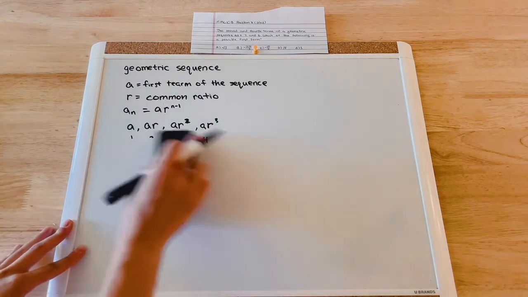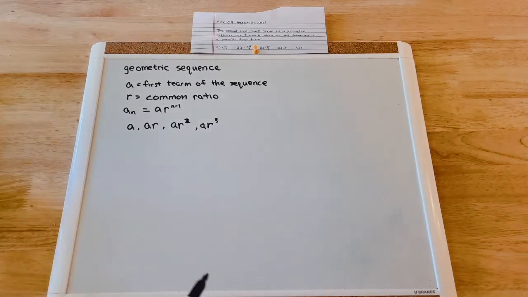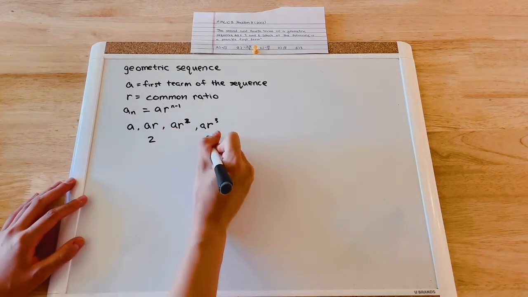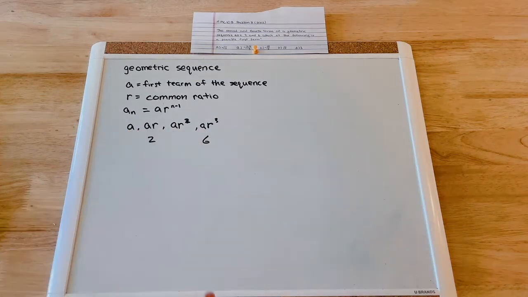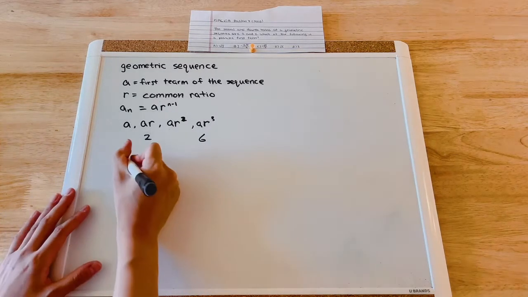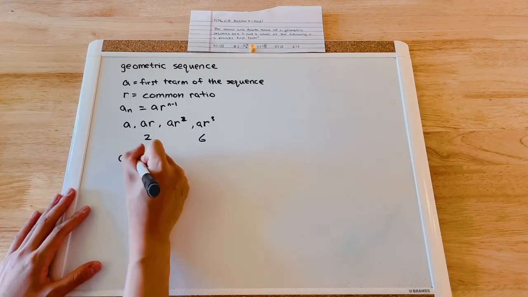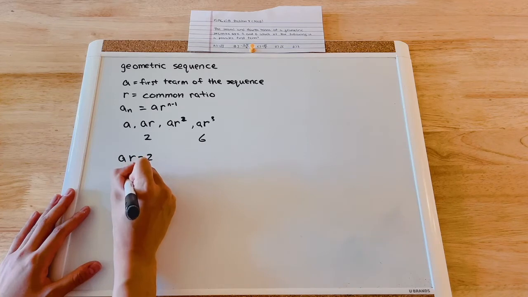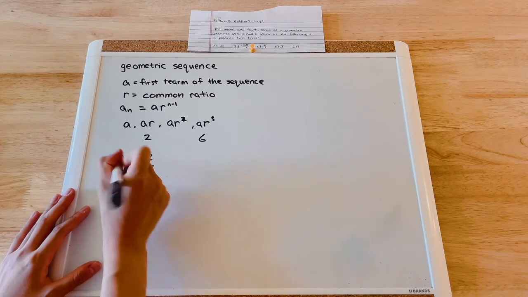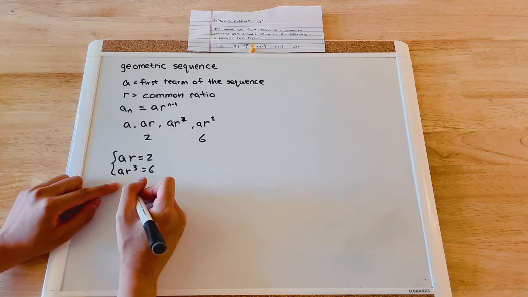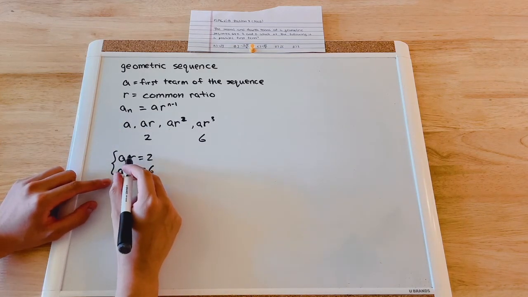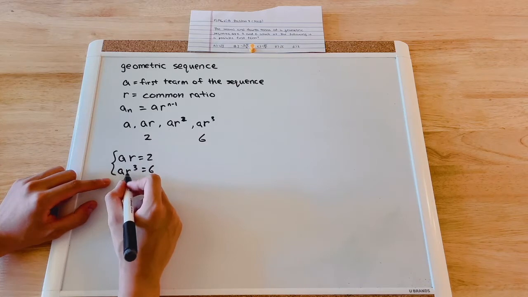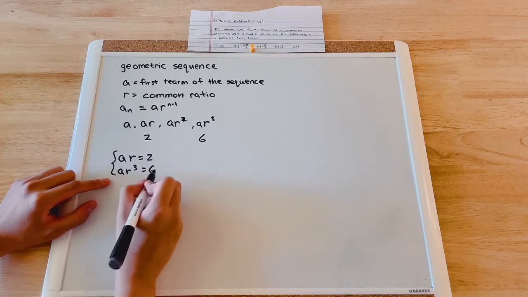In this problem, the second and fourth terms are 2 and 6 respectively. So A times R equals 2, and then A times R to the third power is 6. So let's try to solve this. AR equals 2, AR to the third power equals 6. You want to solve for A, which is the first term of the sequence. So let's try getting R by itself and then substituting it into the second equation.